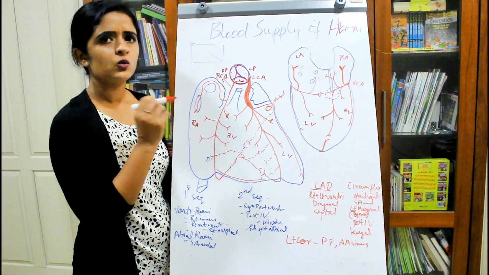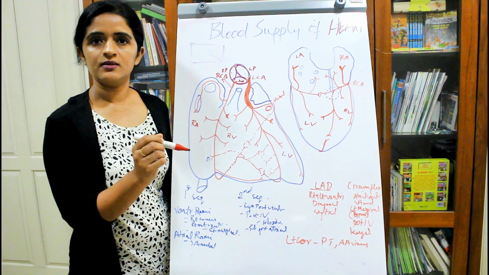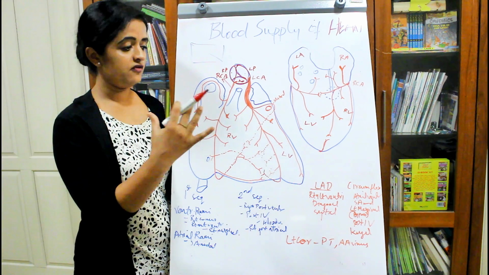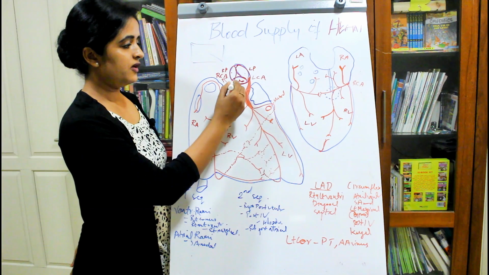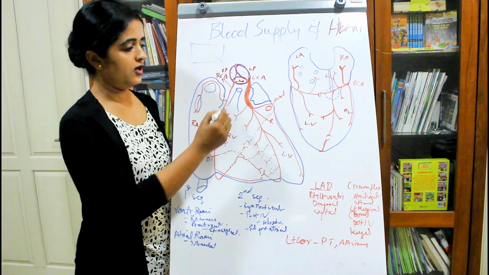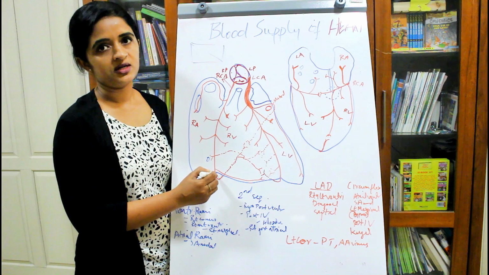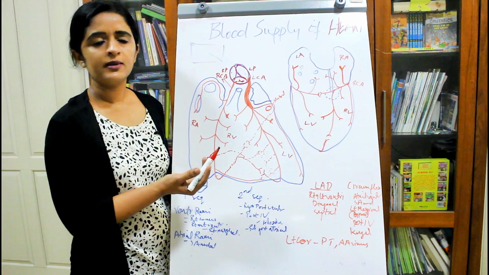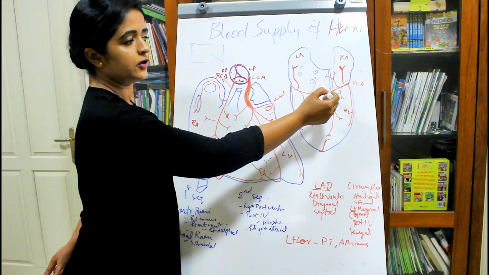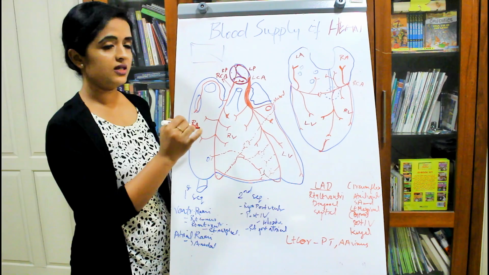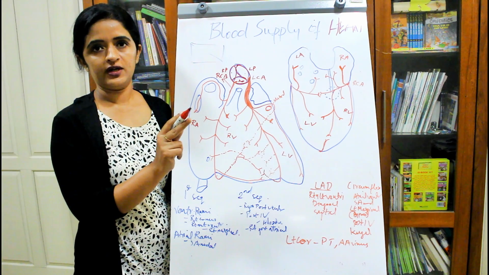So what do you mean by the first segment and second segment? First segment means the part of the right coronary artery which you are seeing from the anterior aspect. So from the point of origin till the inferior border, this is considered as the first segment of the right coronary artery. And what do you mean by the second segment? It is the part of the right coronary artery which is lying on the posterior aspect. So these are the two segments of the right coronary artery.